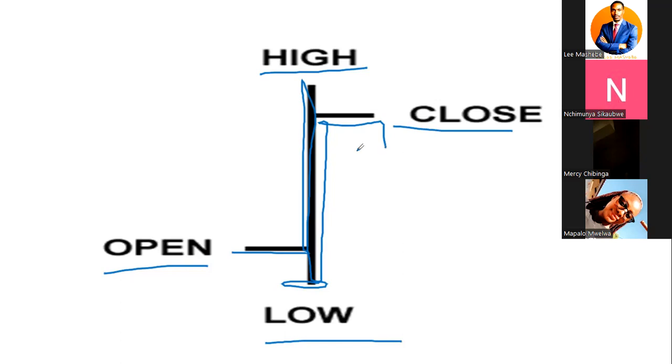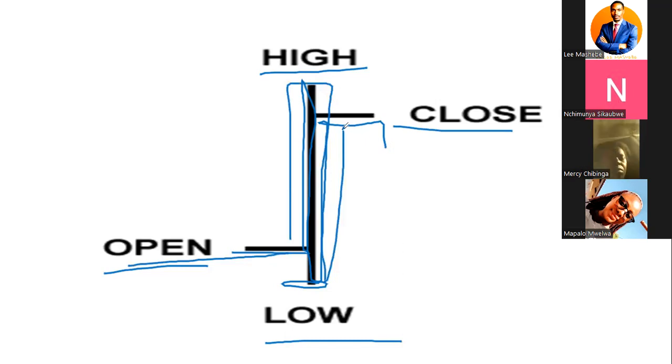On open, it simply means that the bar chart is able to show you where the price opened. So it opened from the low, then it went high, then it came back down low, then it went back up, then high, then it closed. Immediately once it closed, another bar forms.